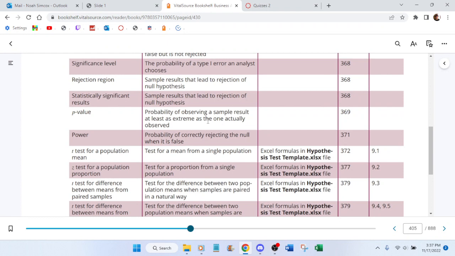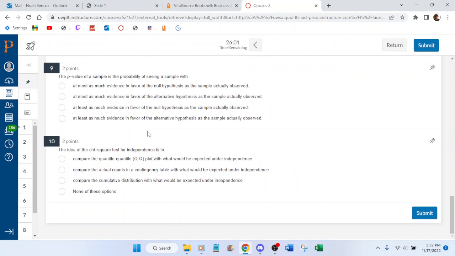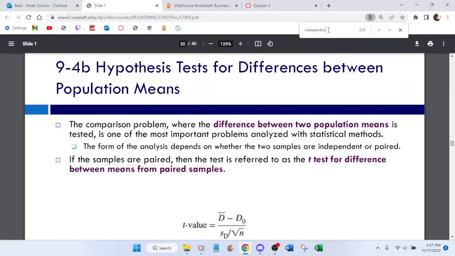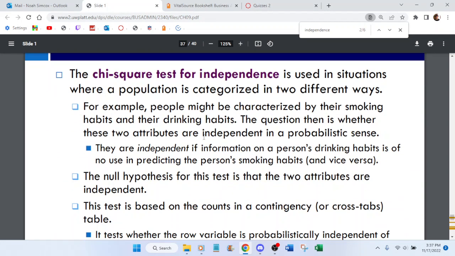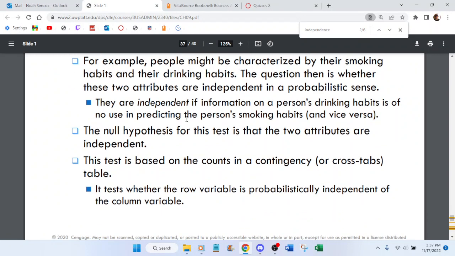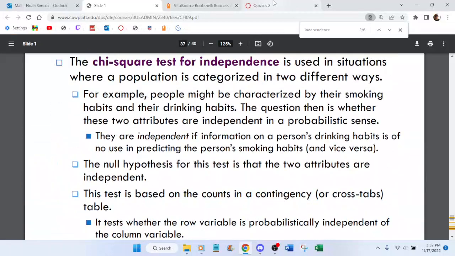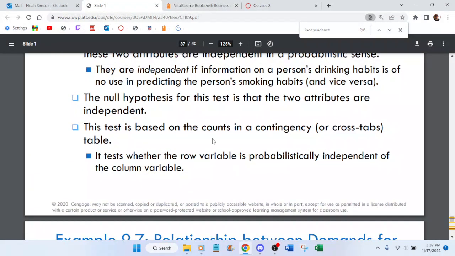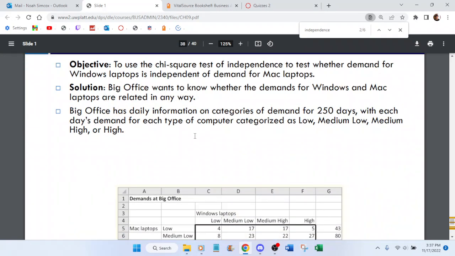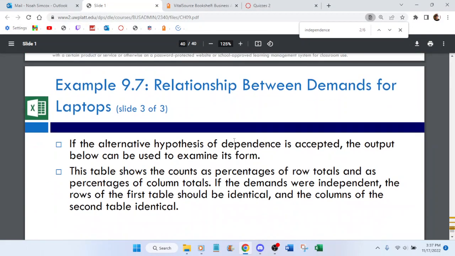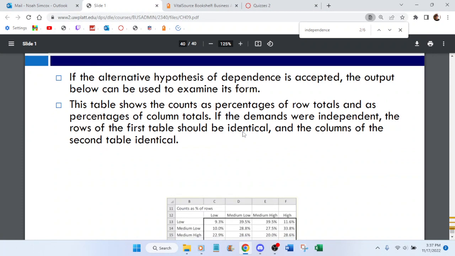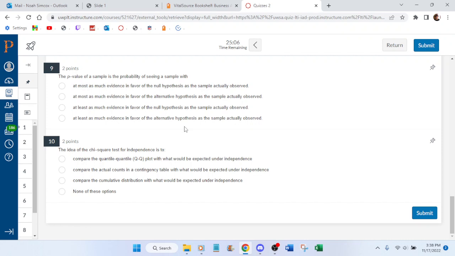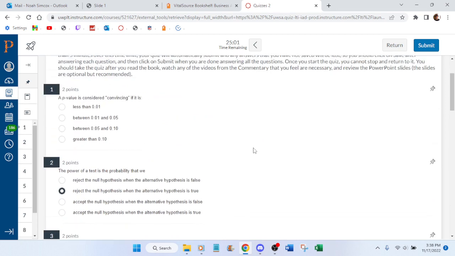Man, I hate this. Chi-square test for independence. Dang it! I'm having trouble.